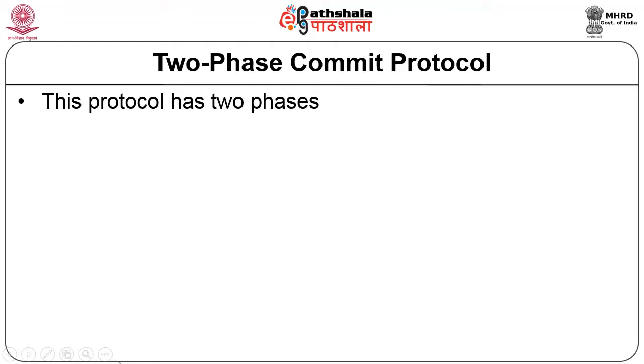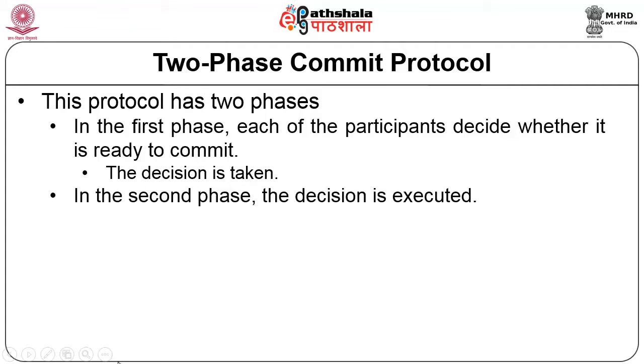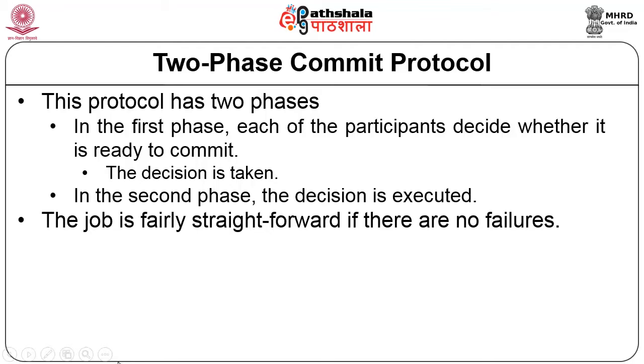In a two-phase commit protocol, as the name suggests, there are two phases. In the first phase, each of the participants decides whether they are ready to commit. This decision is taken unilaterally by every participating server, and they communicate it to the coordinator. In the second phase, the coordinator decides based on the decisions of the participating servers. It is a straightforward execution in case there are no failures, but unfortunately in a distributed environment failures will happen. So, many failures are in fact possible.